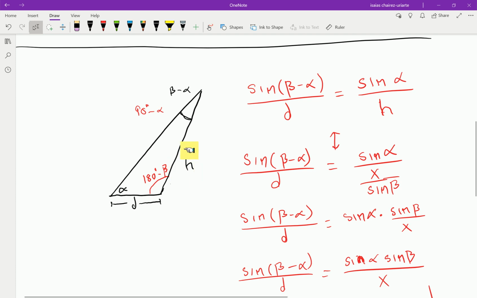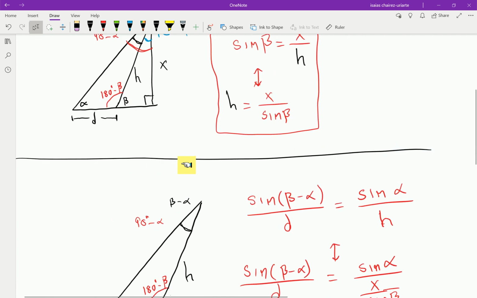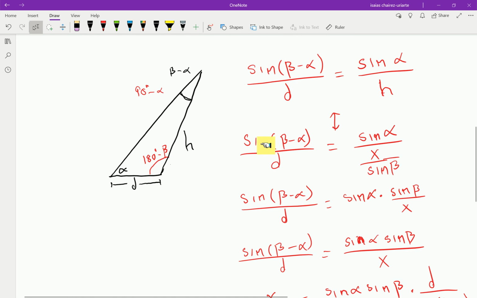Except that I now know an expression for h. We figured it out up here. We said that h was just x over sine of beta. So I'm just going to replace h with that. So sine of beta minus alpha over d equals sine of alpha over h, but instead of calling it h, now I'm going to say x divided by sine of beta. Okay, so then what I have is sine up here. It becomes sine times the reciprocal of this fraction, because we're dividing by fractions. So that just becomes sine of alpha times the reciprocal of this bottom fraction. Well, that's sine of beta over x.